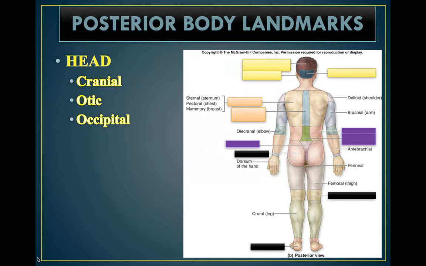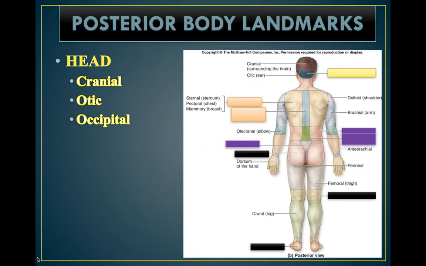Up in the head area, again yellow, but posterior, we have cranial, otic, and occipital. Some of you might know one or two of those. Cranial is referencing surrounding the brain. We usually reference that on the top or back of the head, as opposed to cephalic, which was on the anterior surface.